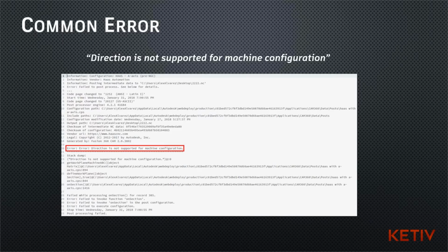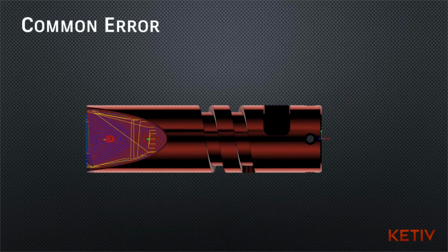The most common error that I do see is this error message: "Direction is not supported for machine configuration." Essentially what that means is that you selected a face, so let's say you were doing indexing. The work corner system, if you take a look at it, looks okay, right? The x-axis looks like it's running directly through the center line of the part. But again, if you go ahead and post it, it's going to give you an error.